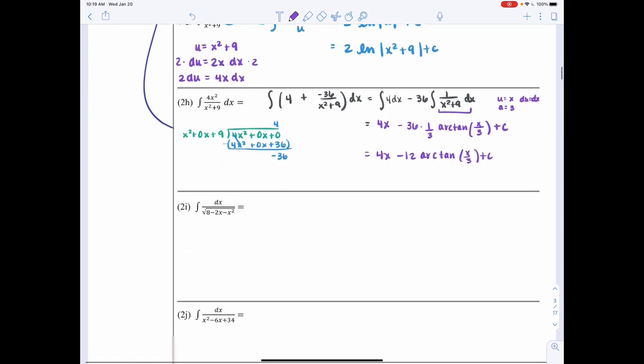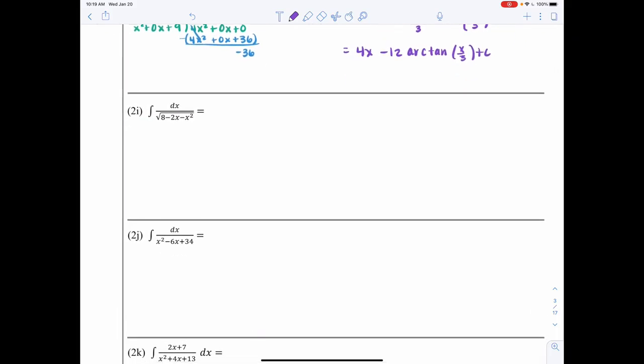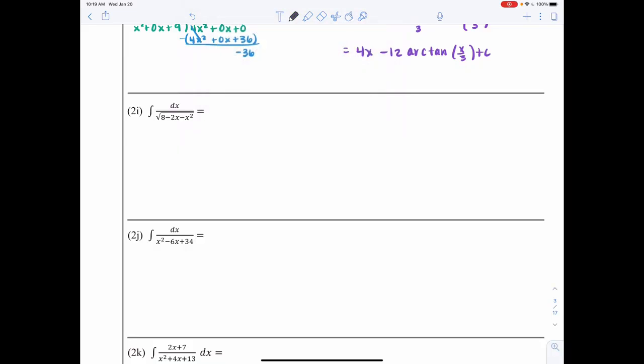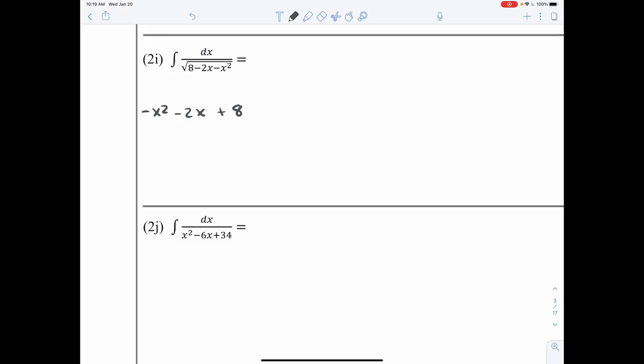Moving right along to something like 2i. Again, I told you these are some spicier examples, so let's look at it. So something like this, u sub doesn't work. So we need to do a little bit of side work over here. I'm going to rewrite this as negative x squared minus 2x plus 8. We're going to complete this square.